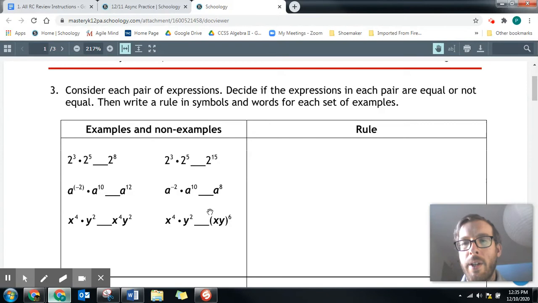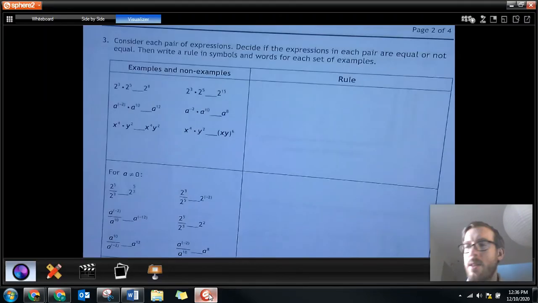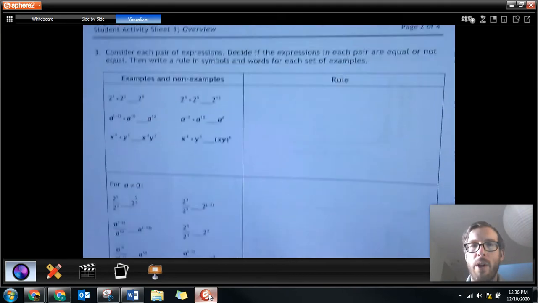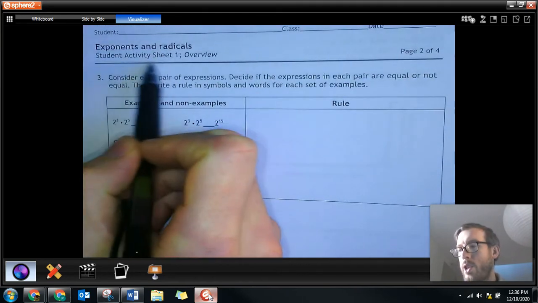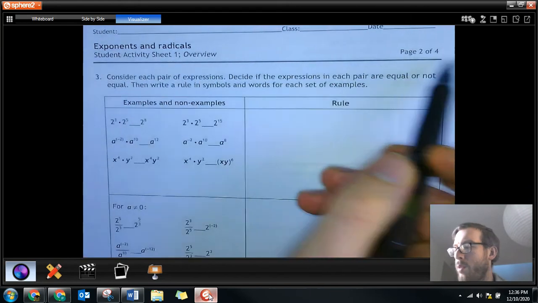I'm going to go over a couple of these async problems that cover the material that we went over in class today, just so you're 100% clear on how to answer these. It's easiest to do this in your student activity book. We're in the exponents and radicals section, student activity sheet 1, in the overview, or on page 204.